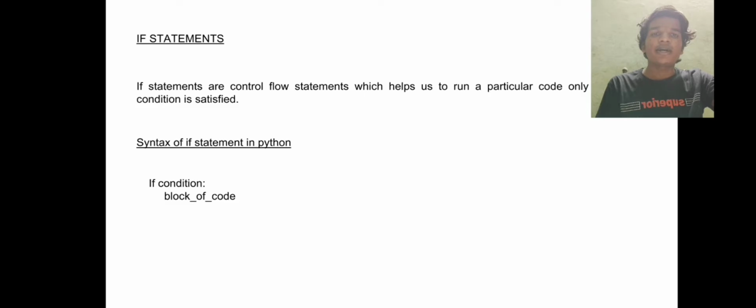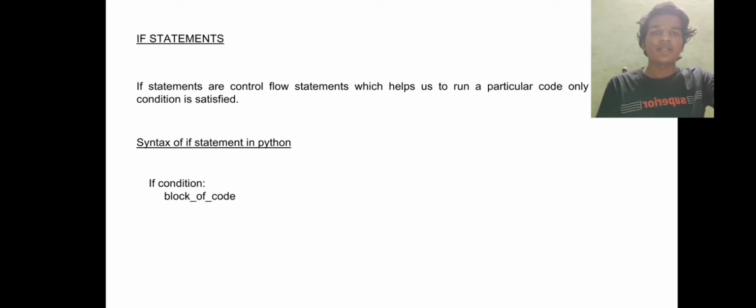If statements are control flow statements which help us to run a particular code only when a special condition is satisfied. It is a commonly used conditional statement in programming languages. It decides whether certain statements are to be executed or not. The if statement evaluates a Boolean expression and executes the block of code only when the Boolean expression is true. If the expression is true, the statement is executed. If the expression is false, the statements would not be executed.